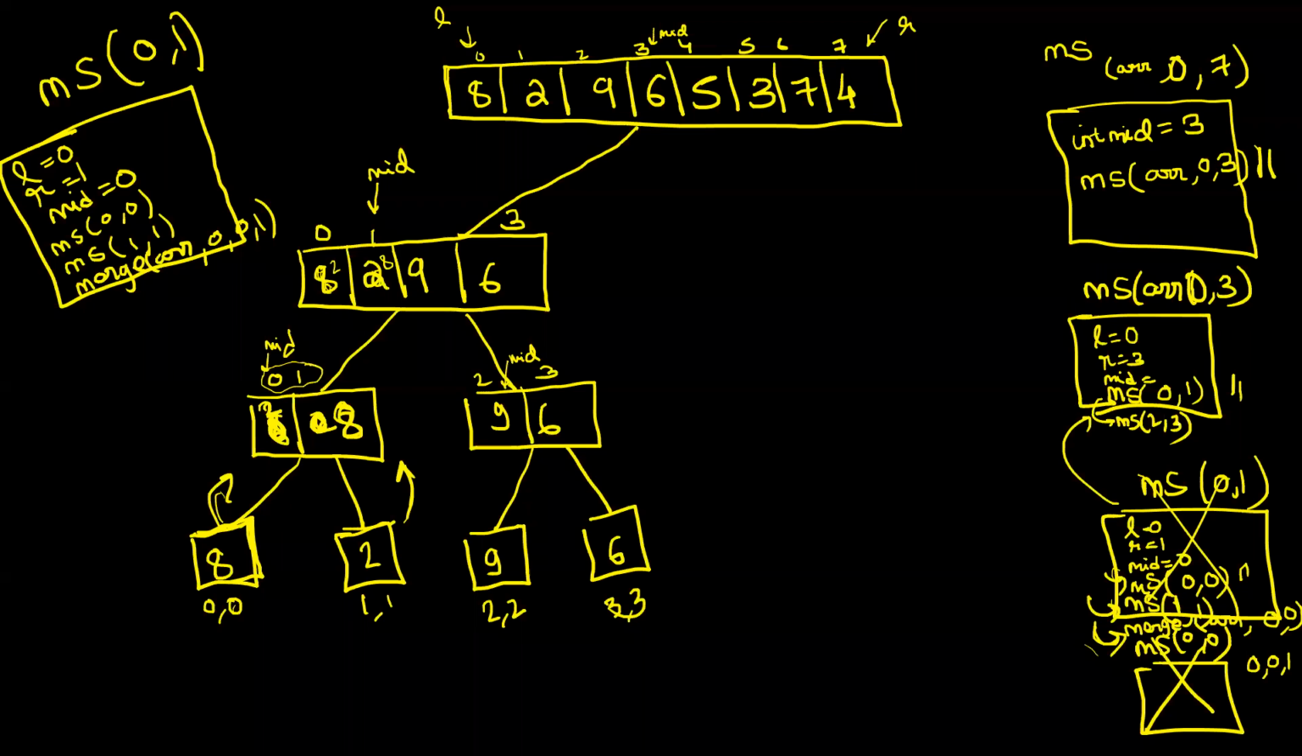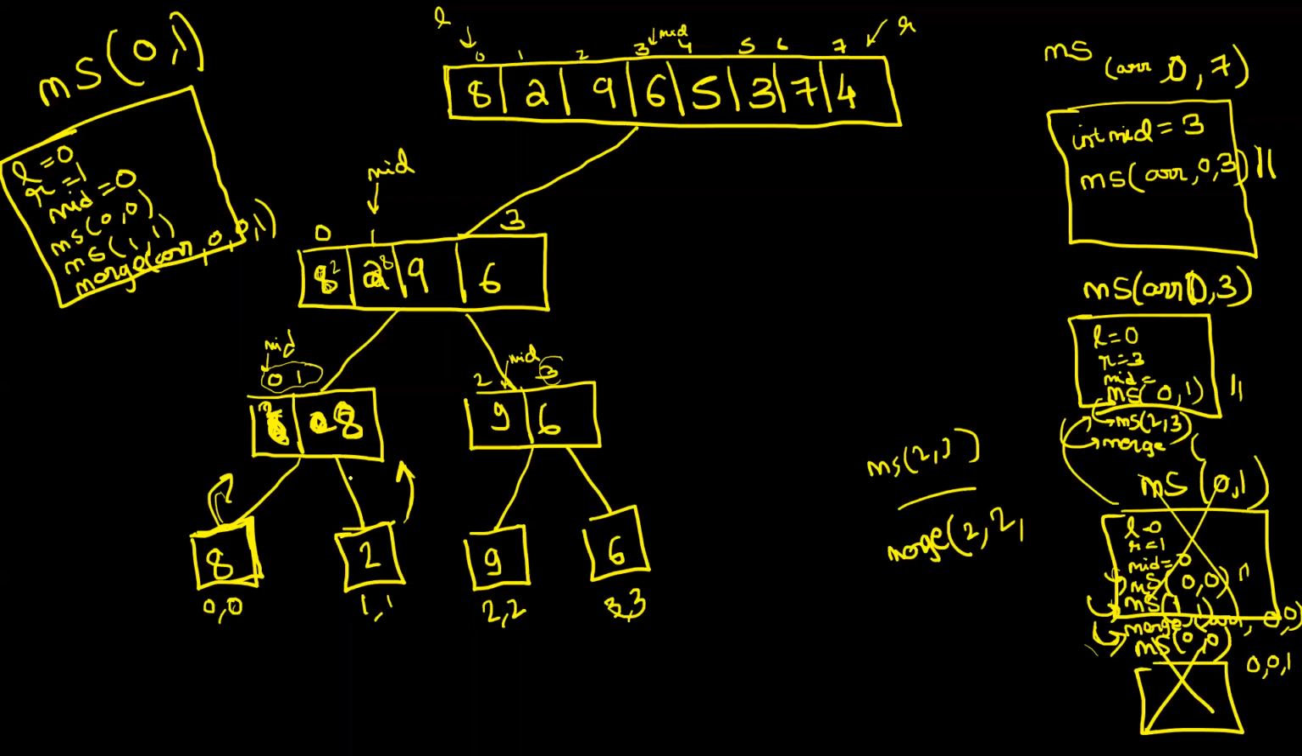So next, after these two are done, I will call merge. Sorry, we were in merge sort of 2, 3, right? So here what I will next call? I will call merge and I will say, what is L? L is 2. What is mid? Mid is also 2. What is R? R is 3. So 2, 2, 3. So when I call the merge function, this 9 and 6 will get merged. And here you will get a 6. Here you will get a 9.